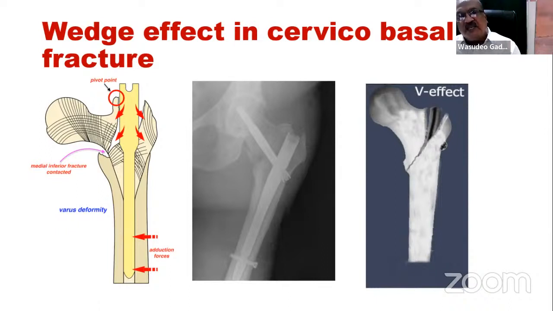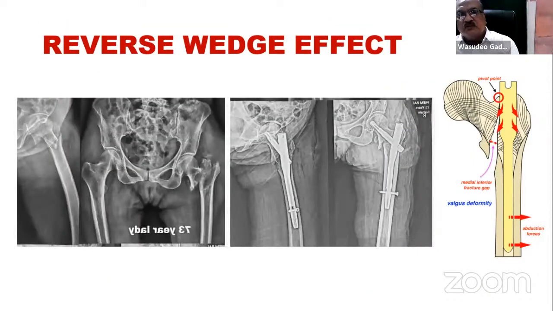If you do PFN surgery without reducing the fracture and pass the nail through the fracture site in a cervicobasal fracture, is 100% anatomical radiological union possible after fixation? In such a situation, it is better to do an open reduction, DHS fixation with derotation screw. So this is how it is, a reverse wedge effect.